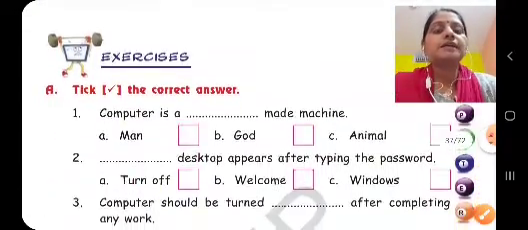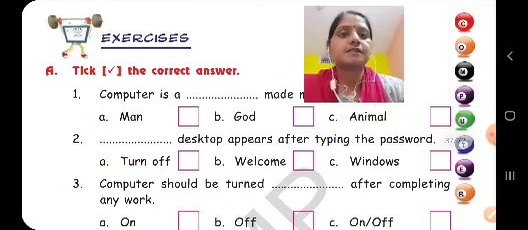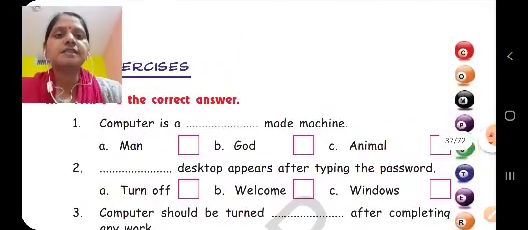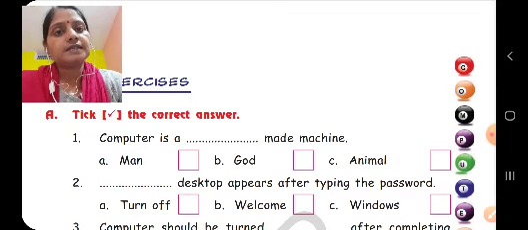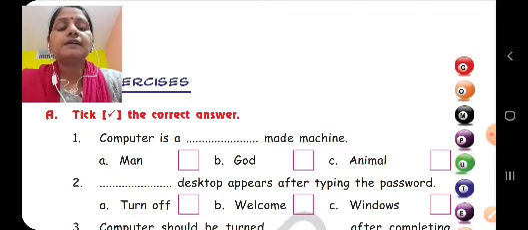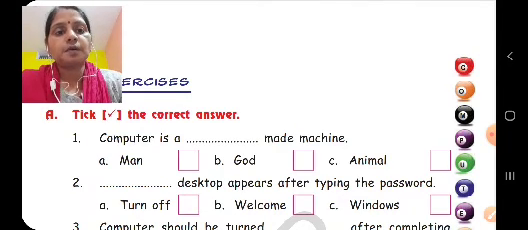Now children, here are some book exercises. Now we are going to do these book exercises. Our first question is tick the correct answer. So children, here we have some questions, and along with the questions we have some options also. So we will tick the correct option.